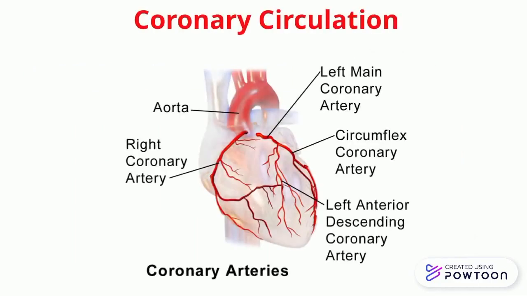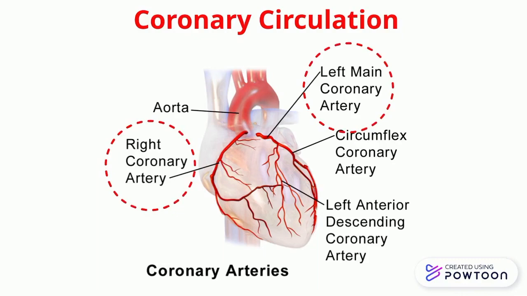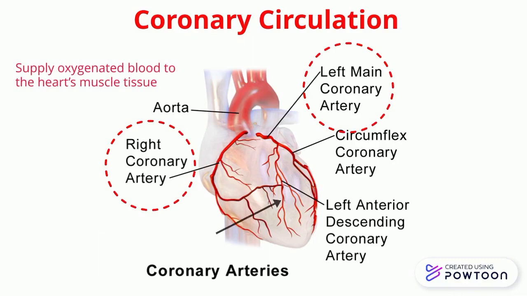Just like any other organ, even the heart requires oxygen. The left and right coronary arteries arise from the ascending aorta and branch to supply all of the heart's muscle tissue. These little branches, or anastomoses, ensure that the blood is delivered to the heart even if there's an occlusion.